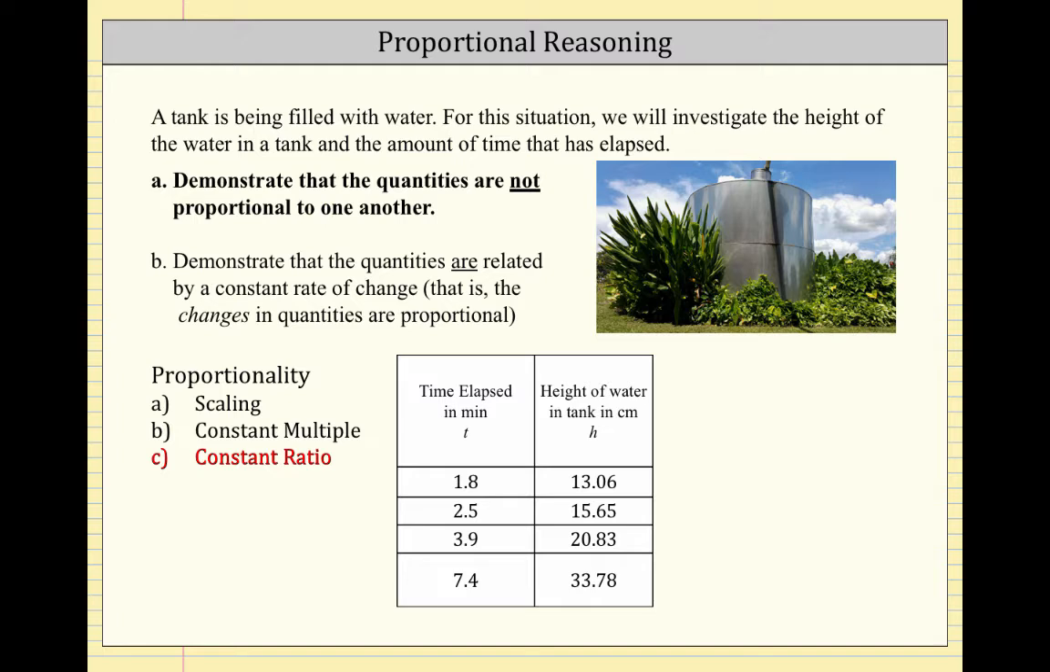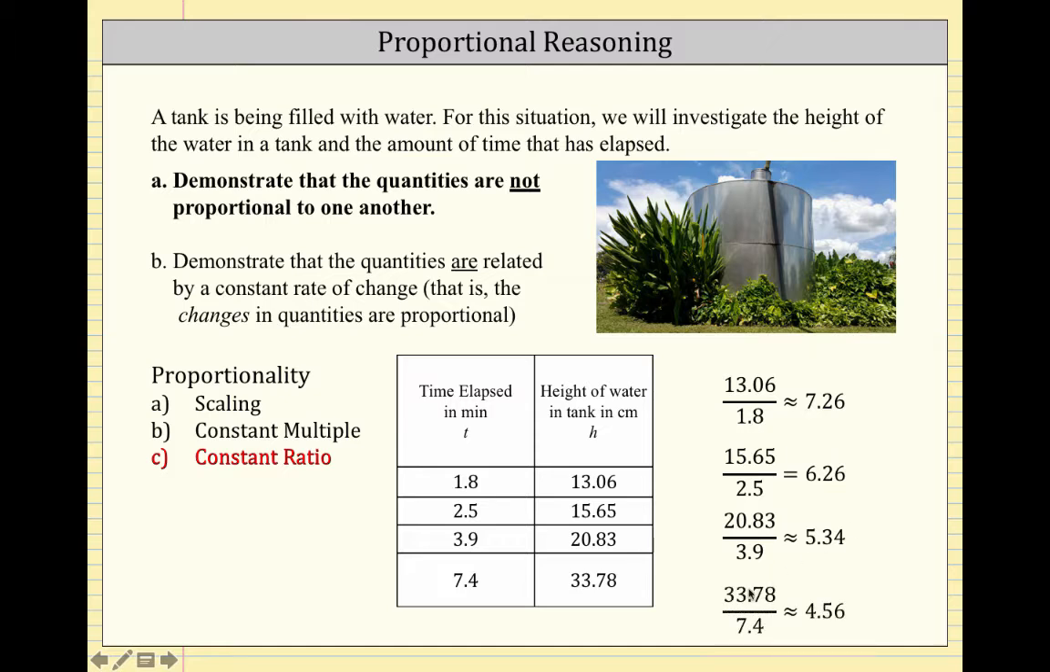So to do this, I'm going to take the ratio of the output, which is the height of the water in the tank in centimeters, and I'm going to compare it to the input, which is the time elapsed in minutes, by division. So I'm going to take 13.06 divided by 1.8, that gives me 7.26. I take 15.65 divided by 2.5, that gives me 6.26. I take 20.83 divided by 3.9, that gives me 5.34. And I take 33.78 divided by 7.4, it's equal to 4.56.